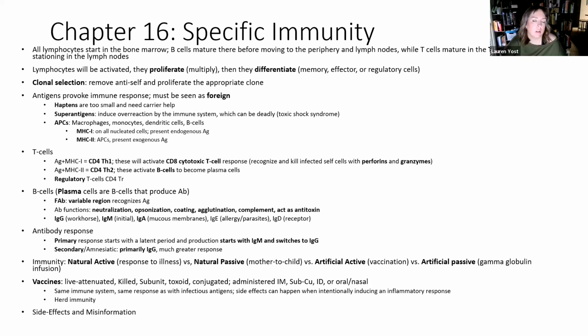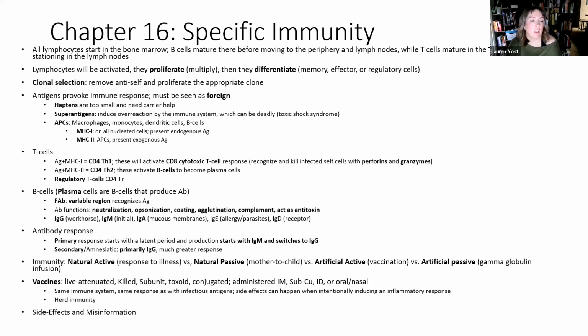So haptens are things that are too small for the B cell receptors, for example, that variable region, to interact with. So they have to have a carrier to help them so that they can react appropriately. This is the case with the tetanus toxoid vaccine. We couldn't react to the tetanus toxin without it being along with other molecules.